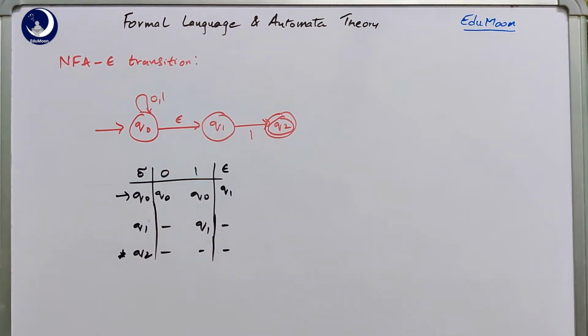And this is how the table looks for an NFA with epsilon moves. So Q0 state has 0 transition to Q0 again, and 1 transition to Q0, and an epsilon transition to Q1. Whereas Q1 and Q2 don't have any epsilon transition. So this is the table for an NFA with epsilon moves. Now in the next example, we shall see how this NFA with epsilon moves can be converted into an NFA without epsilon transition.